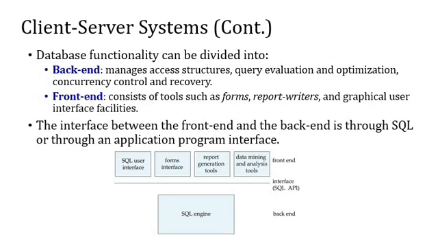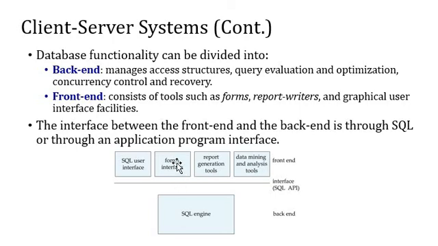In the client server model, there are basically two parts. One is the front end and another one is the back end. The front end consists of some forms and some graphical user interface, which we call the GUI, and the back end is used for accessing the structures, query evaluation and optimization, these sorts of things. This system has the feasibility of different types of databases, like MySQL, SQL, and these sorts of things, and this system has different types of protocols.